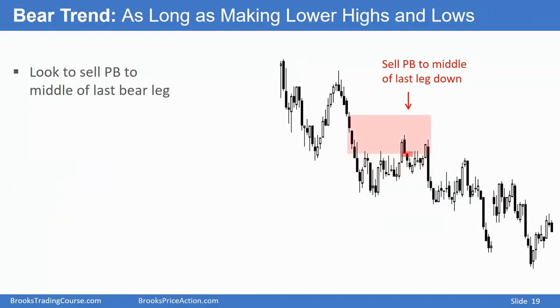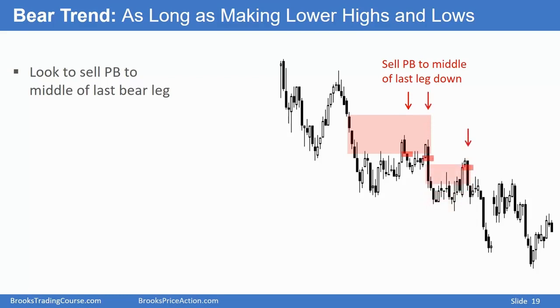Bears also look to sell somewhere in the middle of the last bear leg. So we have a bear leg. Here's the middle third of that bear leg. Traders will look to sell somewhere in the middle third. For example, a breakout into the middle third, and then we have a bear bar reversing down. So traders will sell below there or below here.